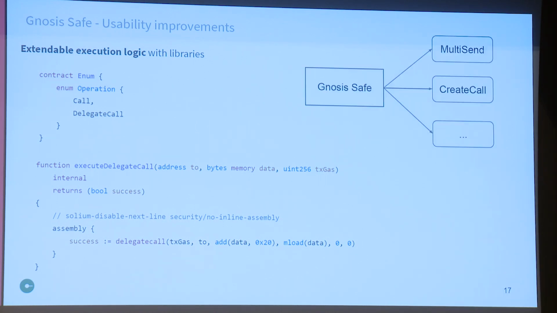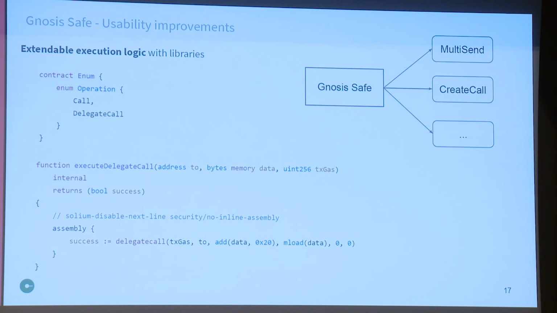What this allows us is something like multisend. Multisend is our library that allows you to batch multiple meta transactions into a big bytes data, send it to the multisend library, which splits it up into single meta transactions, and then you execute all of them within one Ethereum transaction.